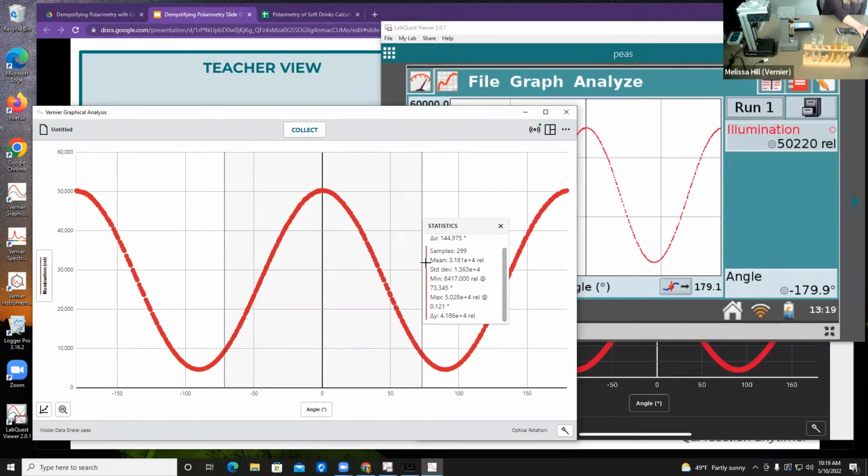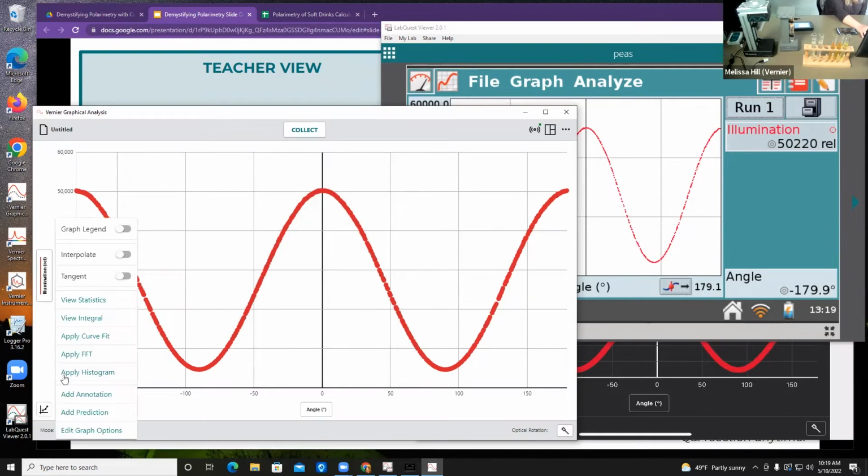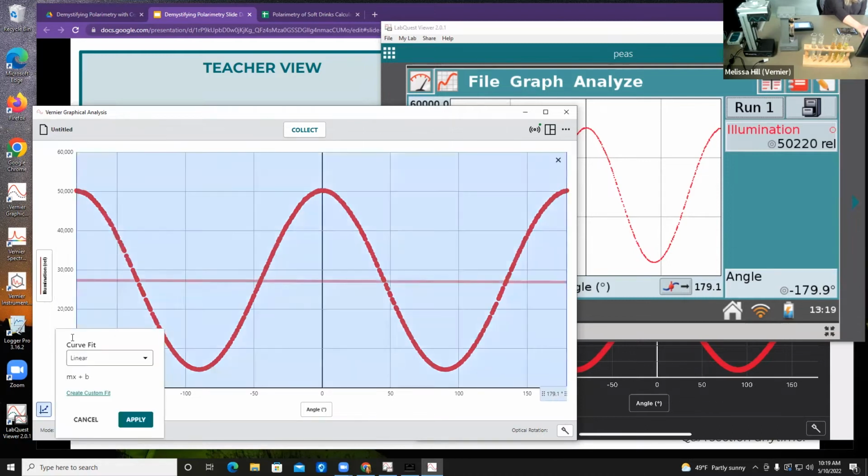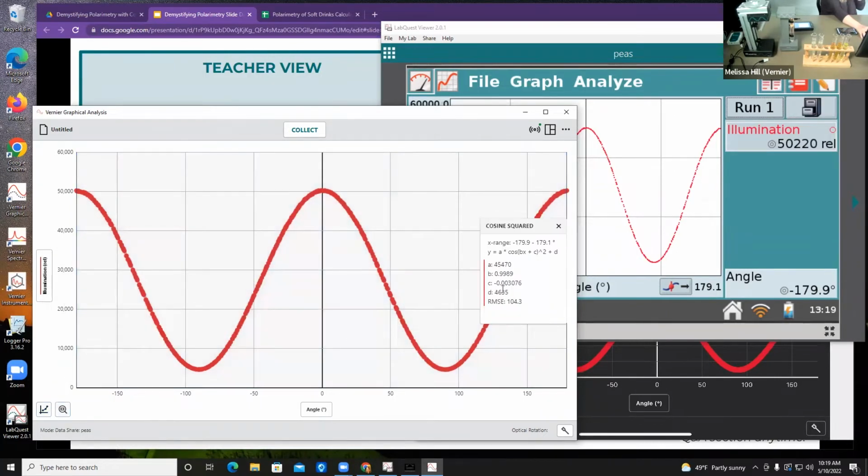So you can always use statistics, but for the most accurate data, you actually want to use the fit that mathematically fits this data, which is the cosine squared wave. So to do that, I go to apply curve fit. And from the list of curve fits, I pick cosine squared. And I hit apply. And now I have my cosine squared fit showing up.